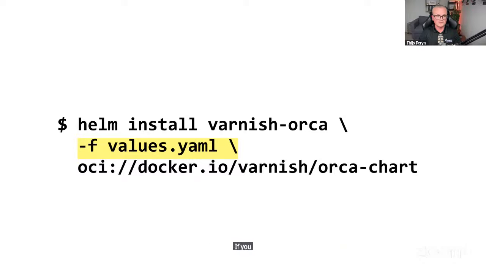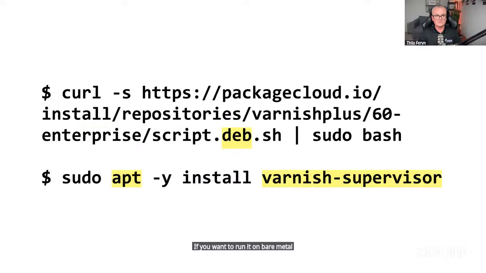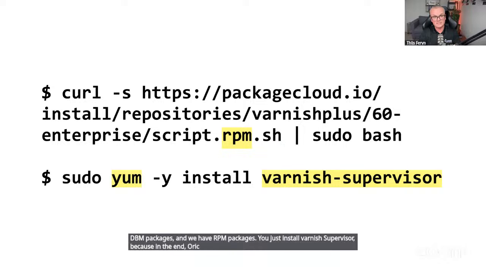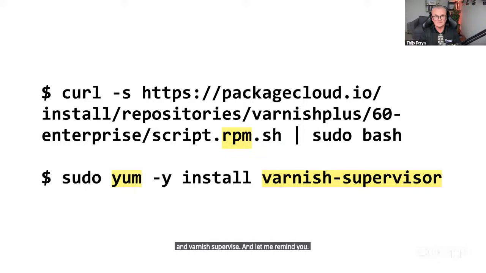If you want to run it on bare metal or on a cloud instance or on a VM, we have Debian packages and we have RPM packages. You just install Varnish Supervisor because in the end, Orca is built on top of Varnish Enterprise and Varnish Supervisor. And let me remind you, it's free for public packages.